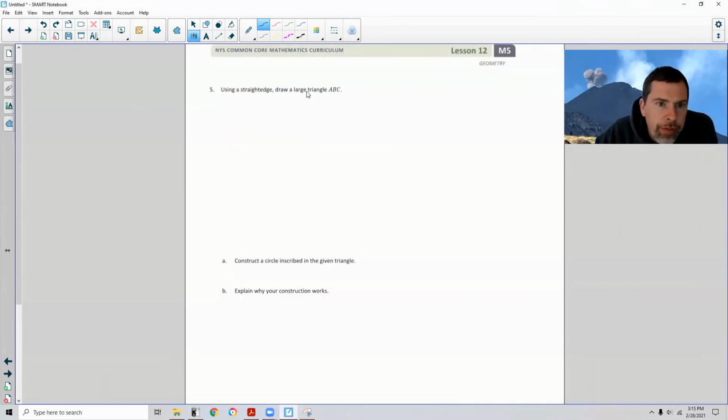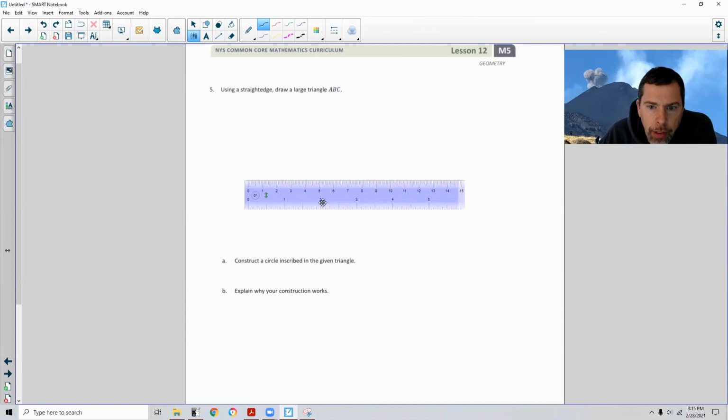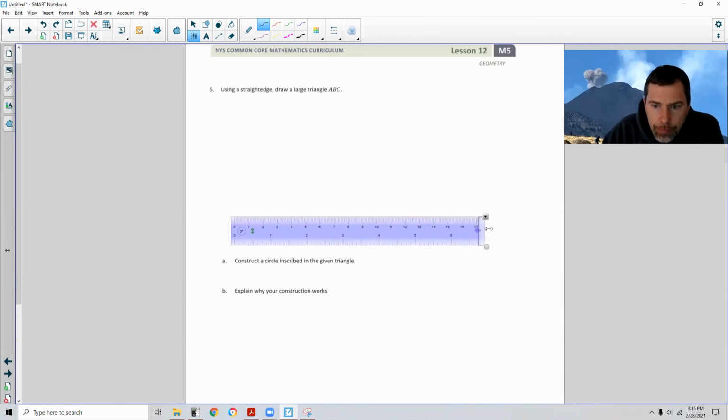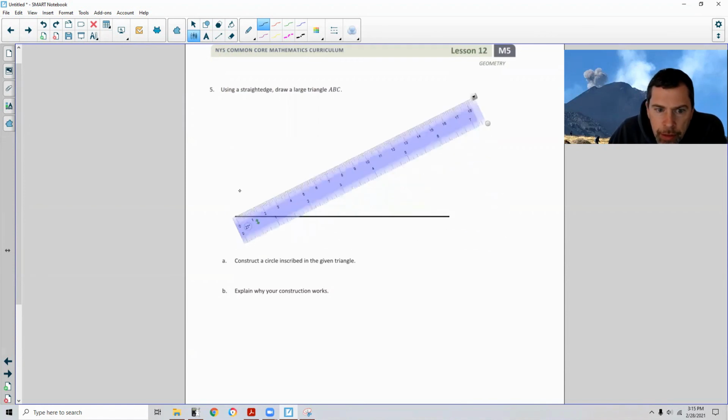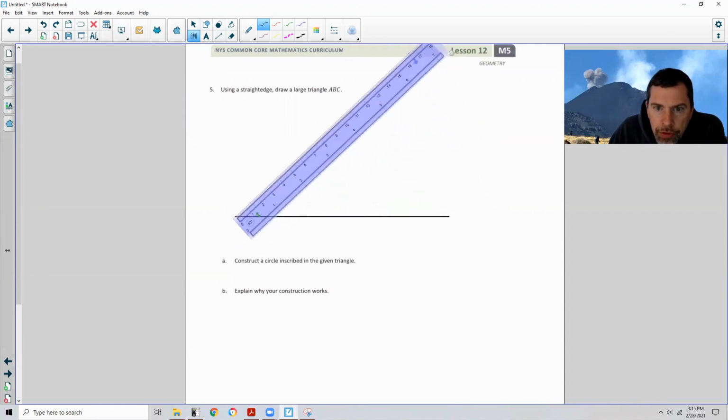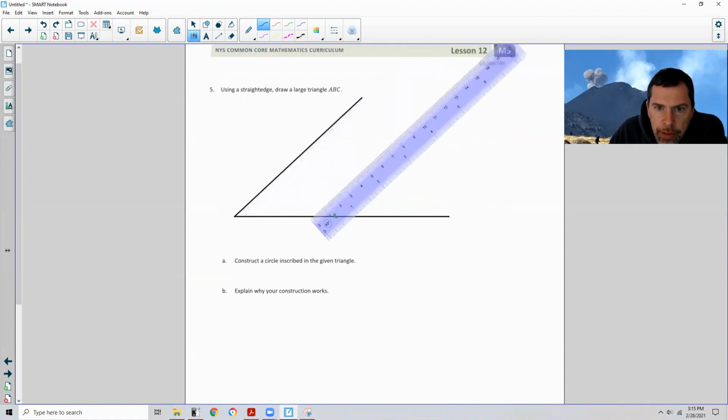Okay, here's page 5. It says, using a straight edge, draw a large triangle ABC. So here's my ruler. Draw a large triangle ABC. Okay, so we can do that. All right, I'll make it black. Start at 0. And I don't know, let's make it length 15. Rotate it up, maybe a little further. How's that? And that's pretty good right there.